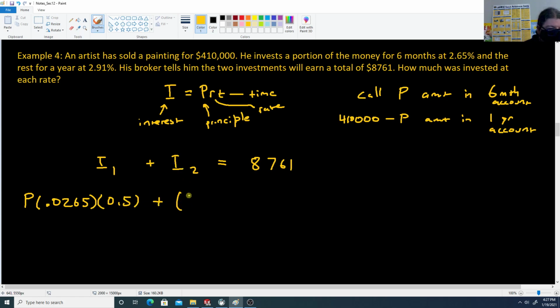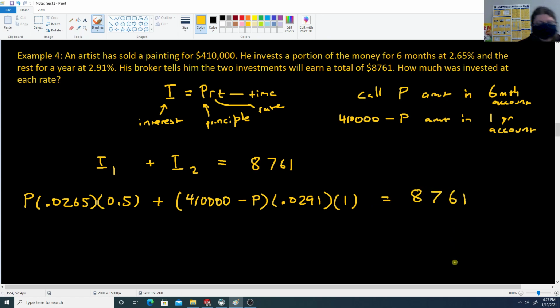Then for I2 account, we do the $410,000. That's the total amount we have to invest. We remove the amount that's tied up in the 6-month account. The rate of that one is 0.0291, and the time for this one is 1 year, and then that's going to equal the total amount of interest that we earn. And when I solve this out, this will tell me P, which is the amount in the 6-month account. So once I know how much is in the 6-month account, $410,000 minus that is in the 1-year account.